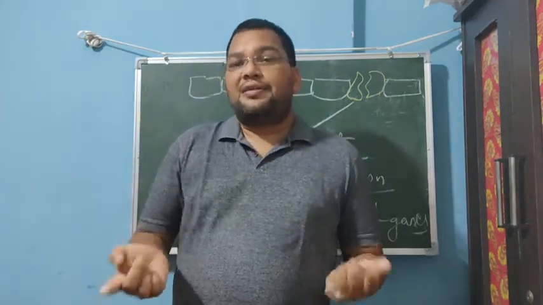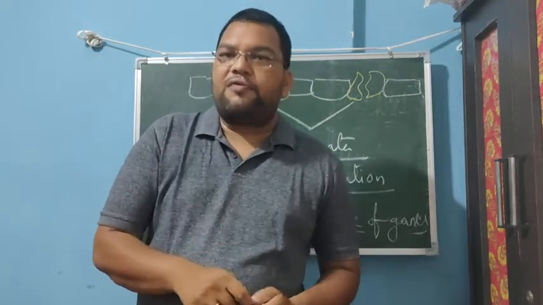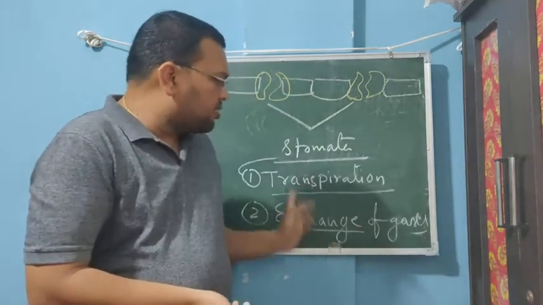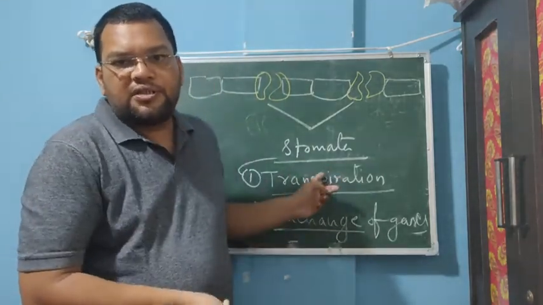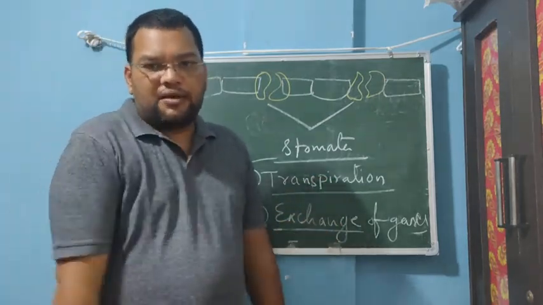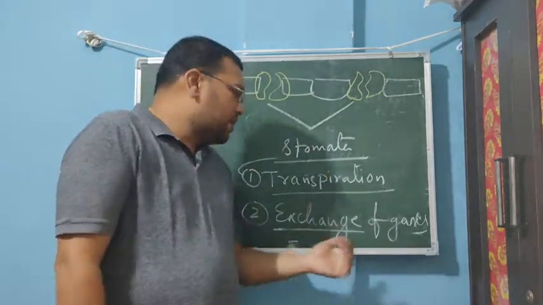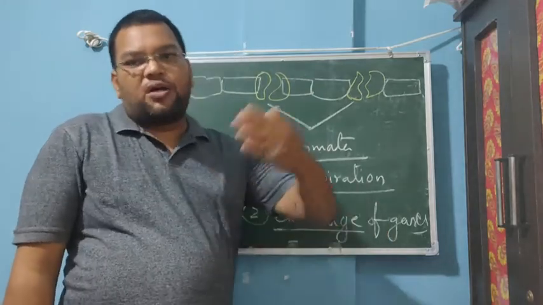The exchange of gases is very important for the plant, and it is done through the stomata. So these are the two major functions performed by stomata. The first is transpiration, the loss of water from the aerial parts of the plant in the form of water vapors. The second is the exchange of gases, with carbon dioxide coming in and O2 going out.